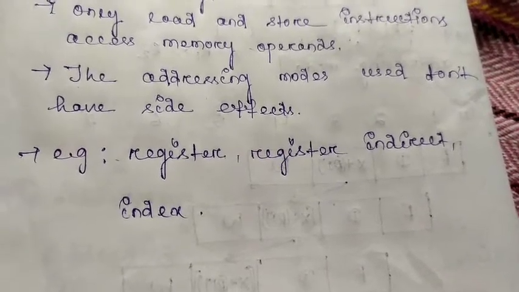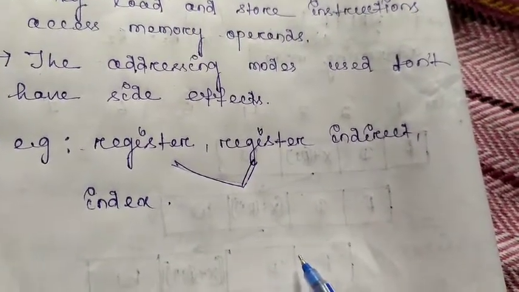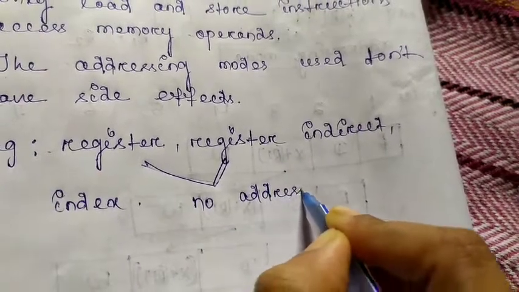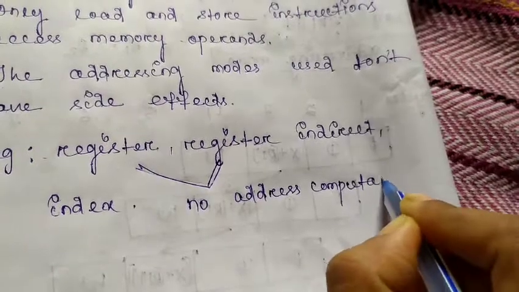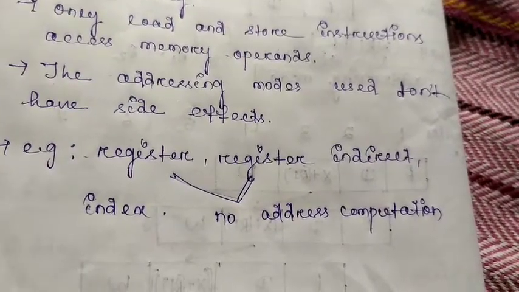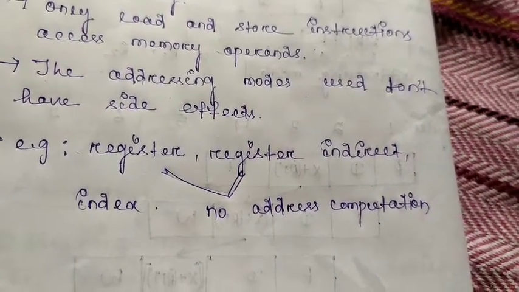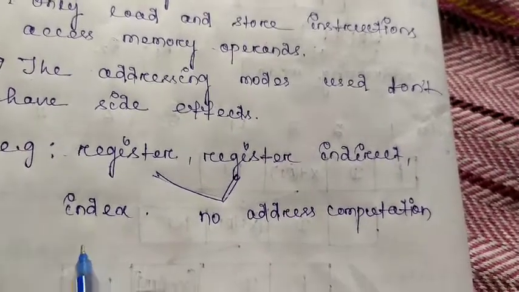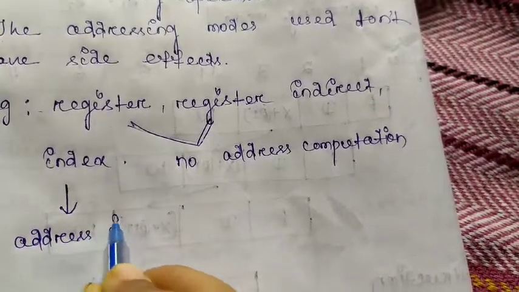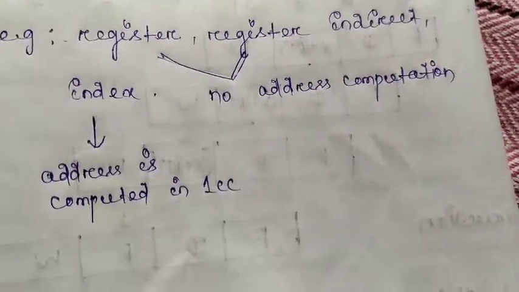The first two, register and register indirect, do not require address computation. That means no address computation. Here we don't have to compute the address, that's why memory will be accessed once. In the index addressing mode the address can be computed in one clock cycle, because the index value is given in the instruction or in the register. So the address is computed in one clock cycle.